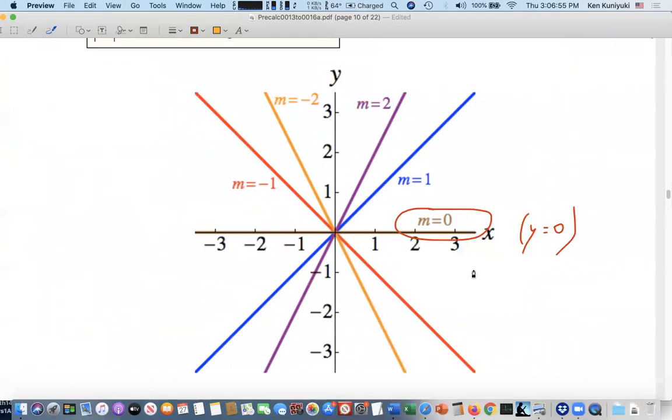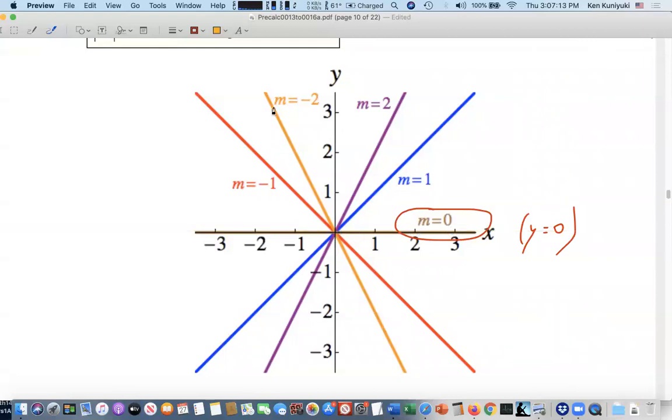Basic principle of graphing. The graph of an equation consists of all points whose coordinates satisfy the equation. The x-axis consists of all points with y-coordinate 0. (0, 1), (0, 2), (0, 3), (0, pi), and so forth.